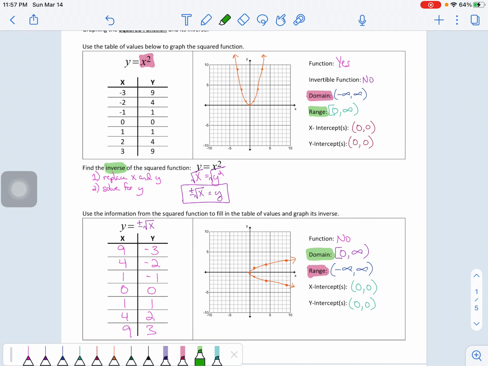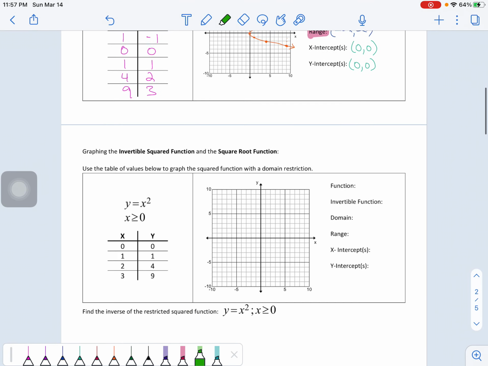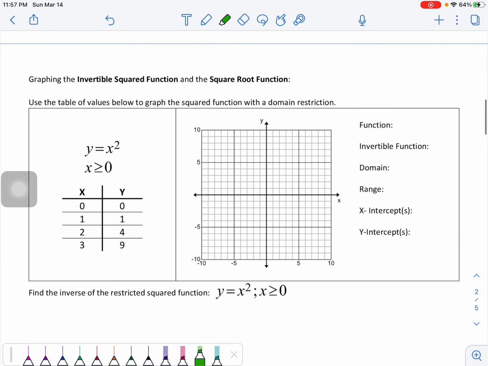Now, what we're going to do is move on to the next part here, and we are going to restrict the squared function so we can graph the invertible squared function. Okay, so squared function, we're still dealing with y is equal to x squared, but we're going to restrict it to say that x can only be greater than or equal to 0. So if you look at our ordered pairs here, it's much smaller. We're only dealing with 0 and then all of your positive x's.